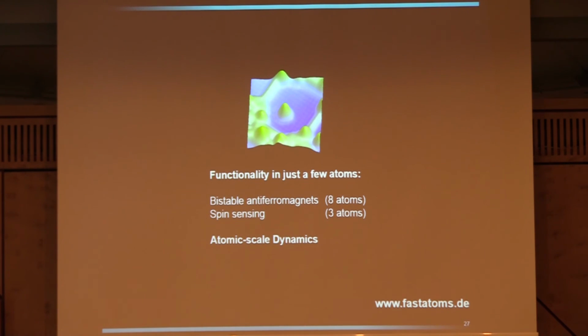All right, so that brings me to the end of my talk. I showed you in prototypical ways that we can indeed create functionality with just a few atoms. I showed you we can make bistable antiferromagnets with just about 8 atoms. We can create a fairly sensitive spin sensor with just 3 atoms, where I should point out that the sensing of this thing is not limited by temperature. So it is in its detection method different from a magnetometry measurement, and allows us to be very sensitive, going down to the nano electron volt level. And all of this links into the idea to detect atomic scale dynamics with the STM.